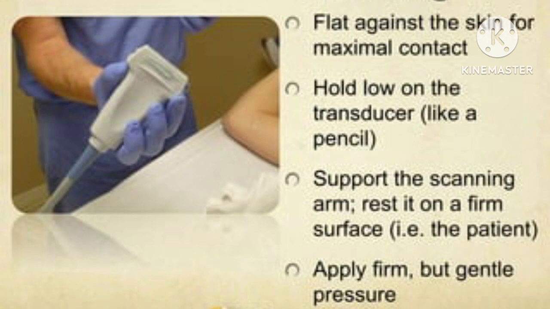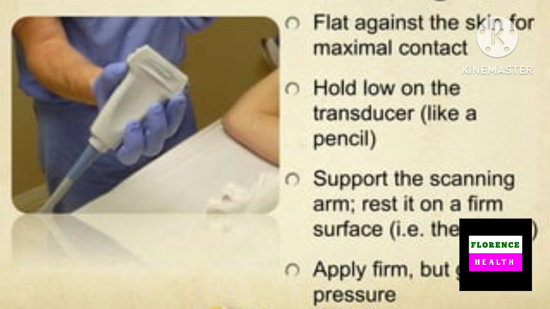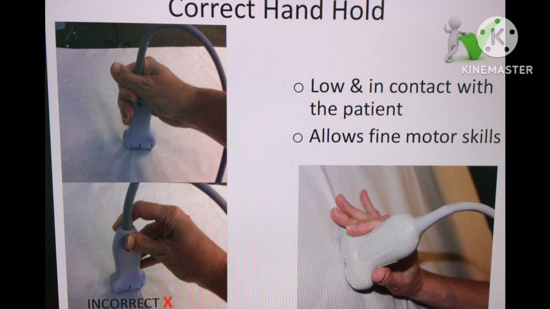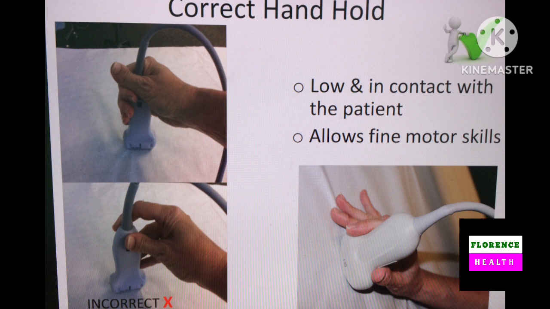Fifth point, apply firm and gentle pressure. Not too much pressure should be applied at the examining site. The left side of the slide shows a high hold on the transducer, which is an incorrect method, but the right side is the correct method, where a low hold and contact with the patient give better stability and good imaging.